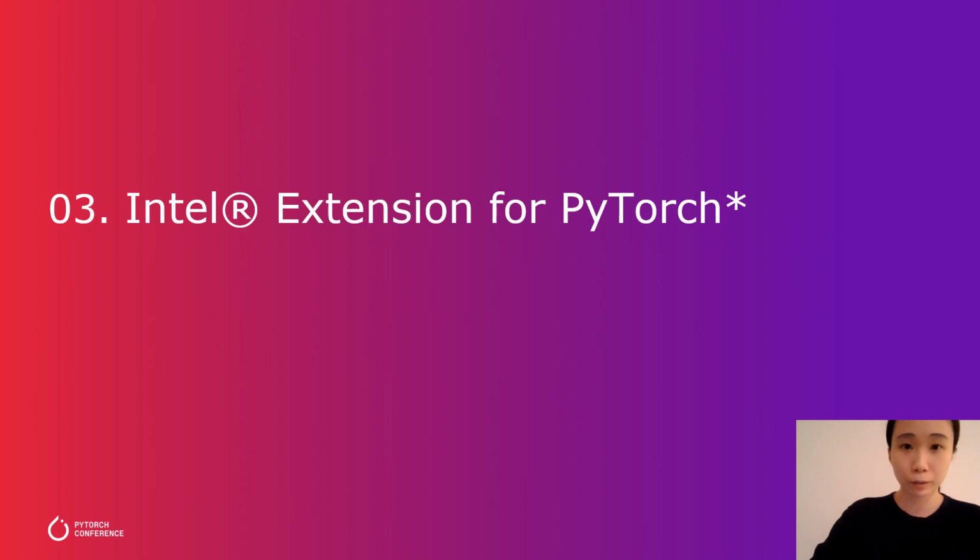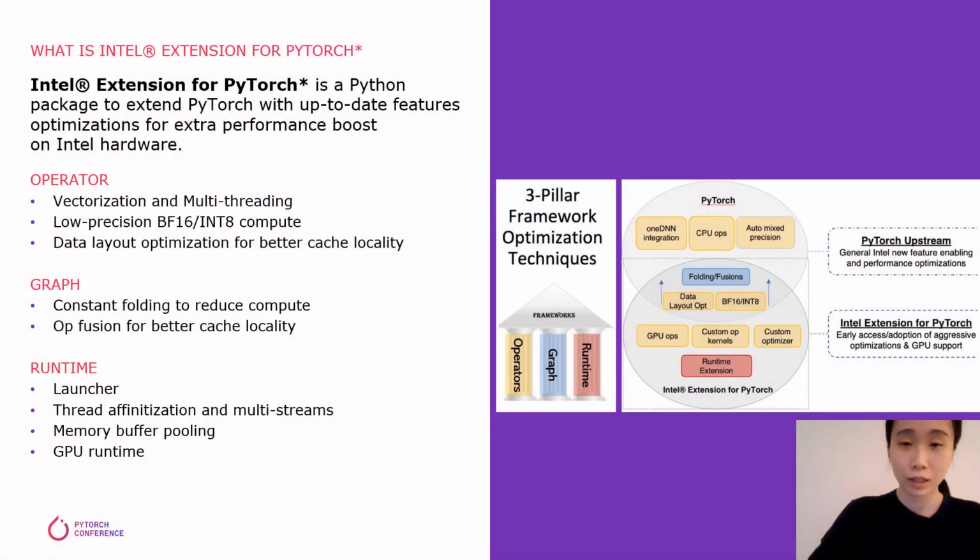We've discussed general principles of CPU configurations. Now I will give an overview of Intel Extension for PyTorch. Intel Extension for PyTorch is a Python package to extend PyTorch with up-to-date feature optimizations for extra performance boosts on Intel hardware. There are 3 major optimization techniques of Intel Extension for PyTorch.